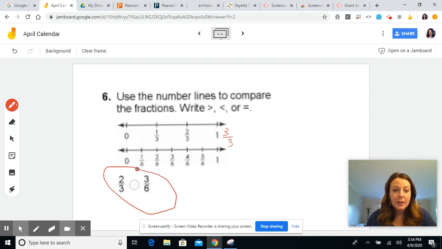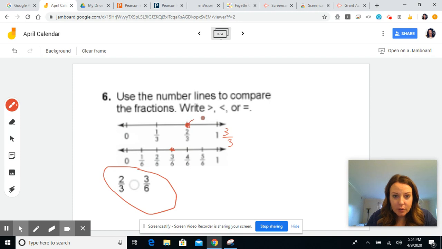Down here, we're comparing 2/3 and 3/6. Now this week we focused on comparing fractions with the same denominator, and we've compared fractions with the same numerator. This has neither, but you have an example of a number line for both of these. You can use the number line to help you. So if I look at 2/3 right here, look, this is 2/3 right here on my number line. 3/6, I'm going to look at 3/6. It's right here. So I can tell, boys and girls, which one is closer to 1. If we're using our benchmark fractions, which one is closer to 1?